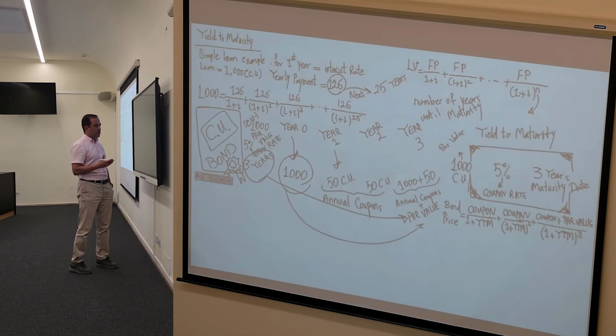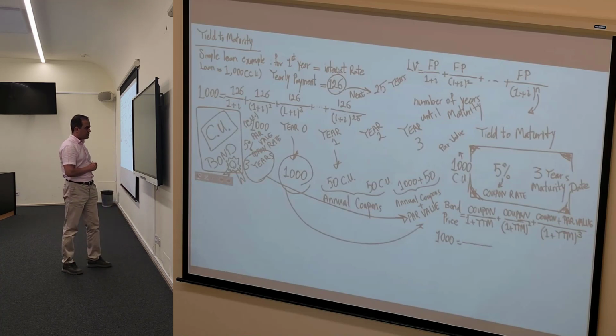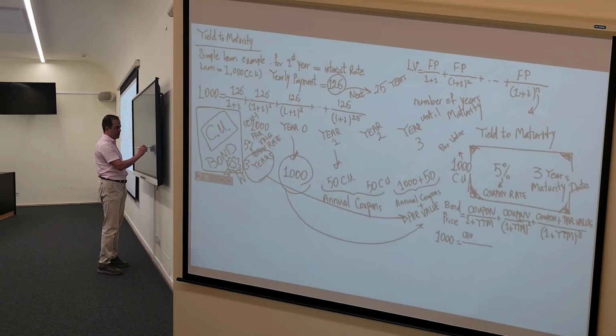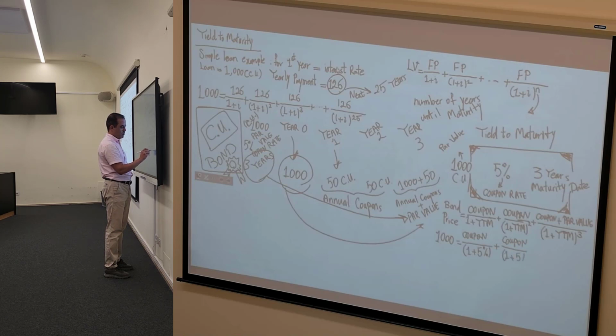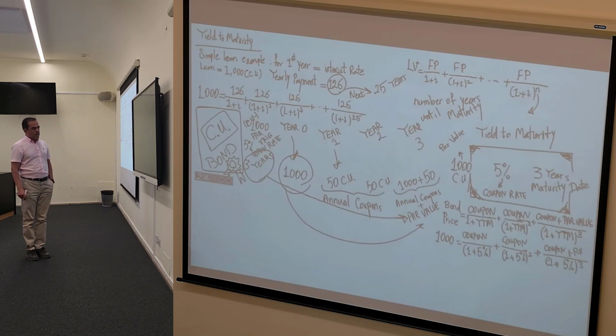So if we want to calculate it, for example, for this one with the 5%, the bond price is 1,000, with the 1,000 equal to the coupon over 1 plus 5%, and so on, up to the coupon plus the par value over 1 plus 5% to the power of 3.